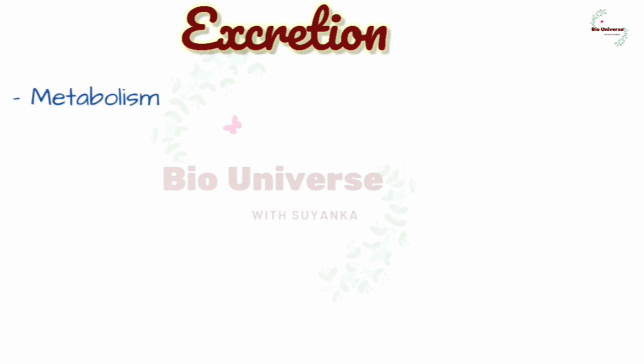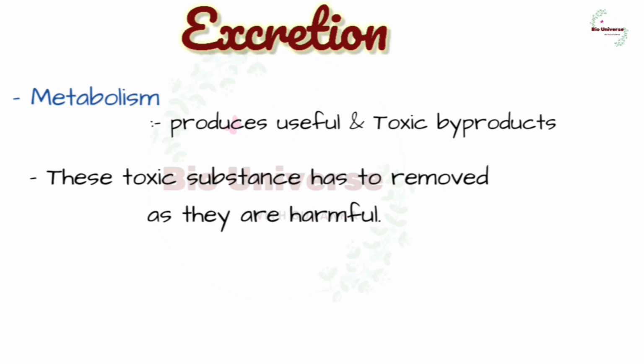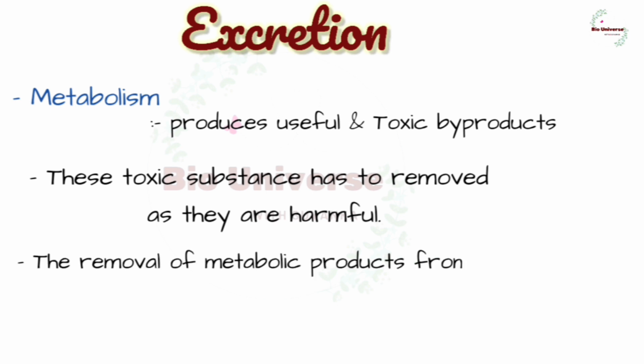Metabolism produces useful products as well as toxic products by chemical reactions that occur in life processes. These toxic substances have to be removed as they are harmful if allowed to accumulate. The removal of metabolic waste products from the body of an organism is known as excretion.